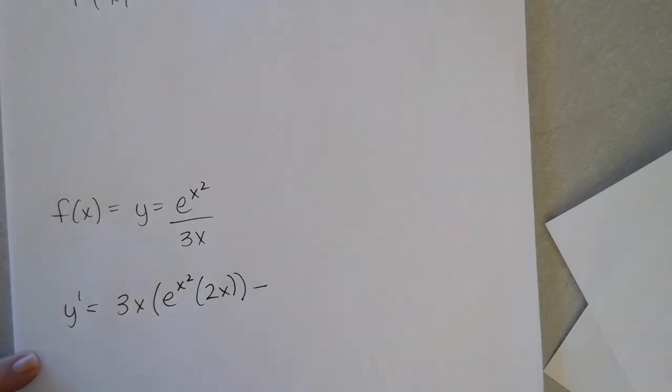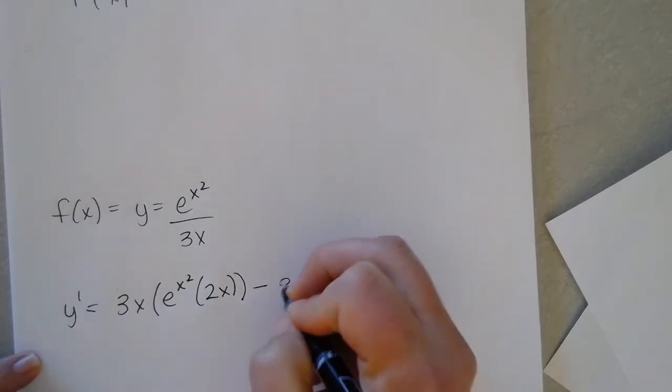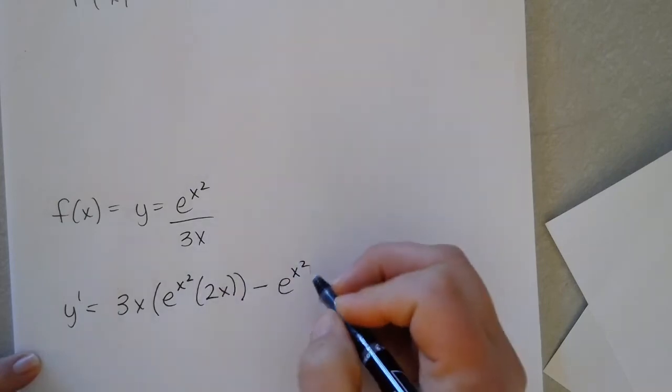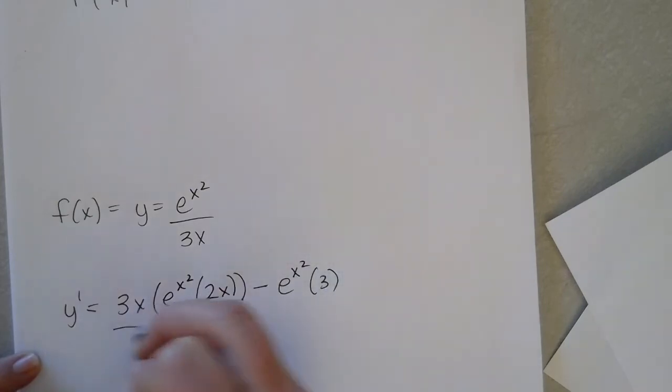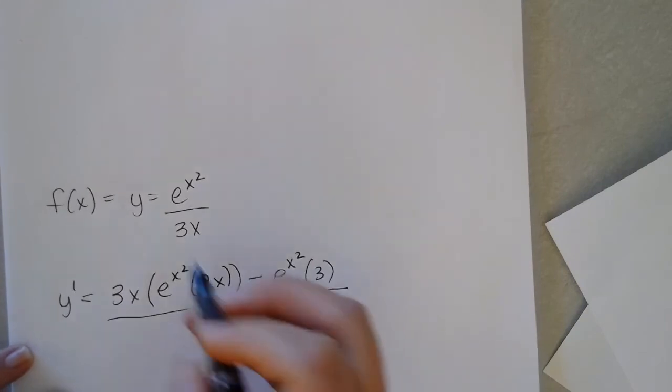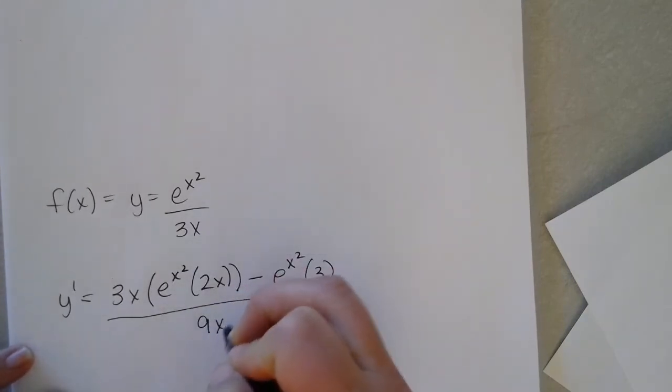And then minus, then I'm going to have e to the x squared times the derivative of 3x, which is 3, all over. Then when I square 3x, I get 9x squared.